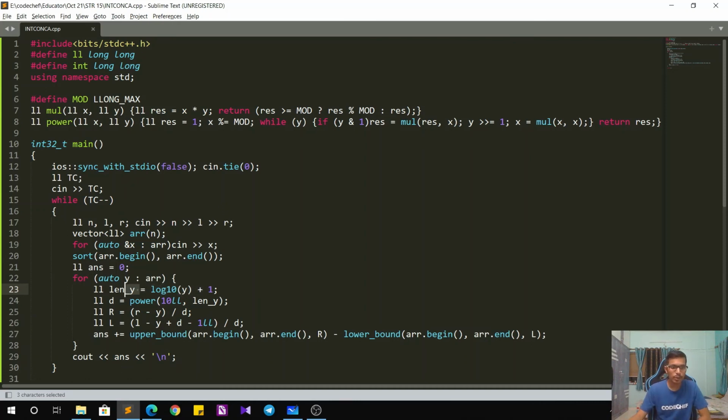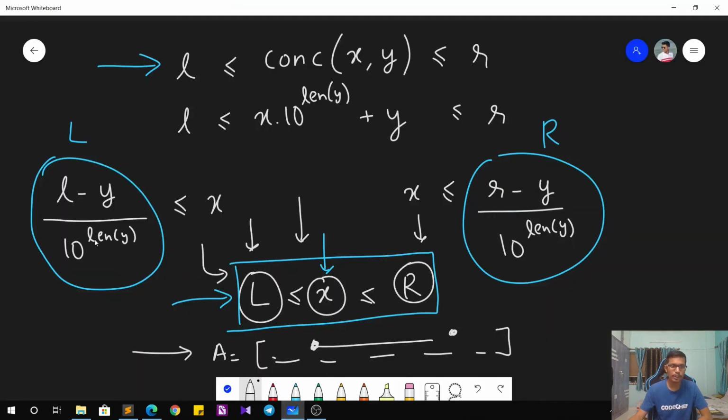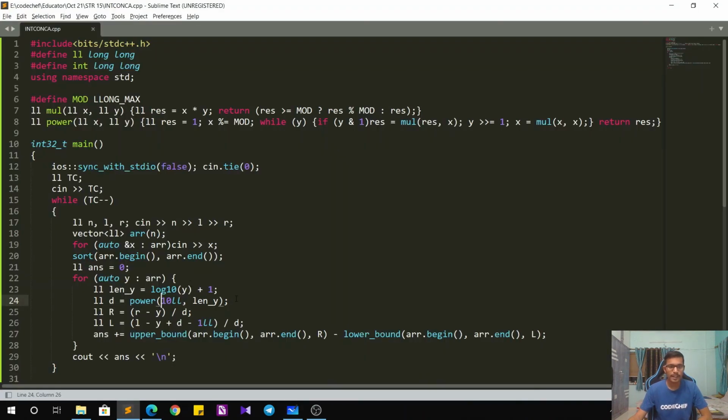Now once we have the length of y, I am calculating something called as d. Now what is d? D is basically the denominator, that is 10 to the power length of y. As we saw over here, the denominator is 10 to the power length of y. So that is basically my denominator that is calculated over here. Now I am using my own power function because there are some issues with the inbuilt power function in C++ or C language in the precision. So it's better to always write your own power function and use that. You can find many articles on internet about the same.